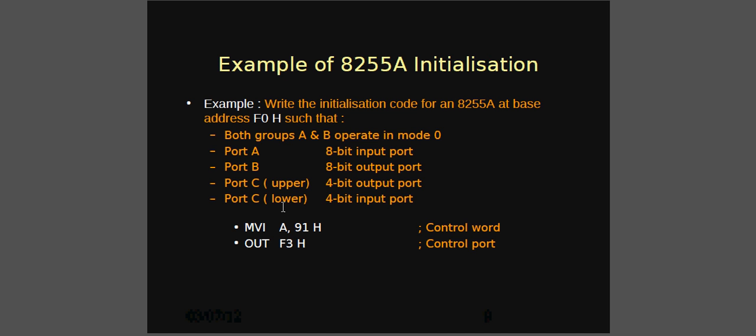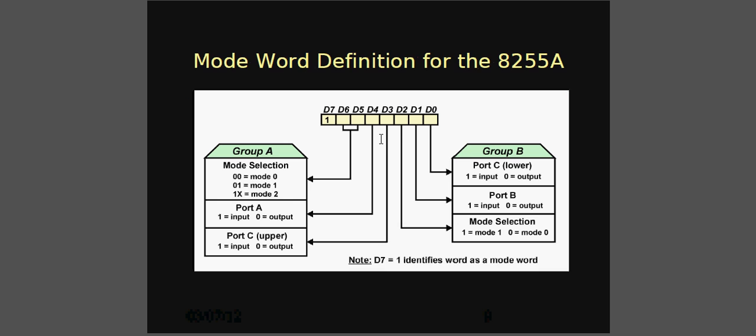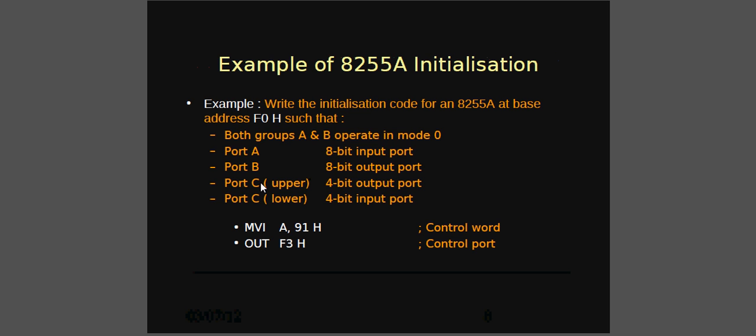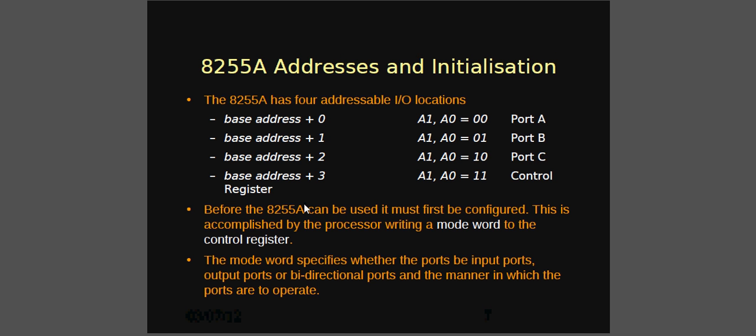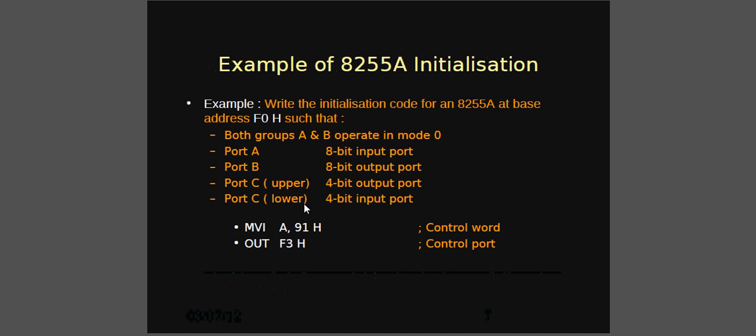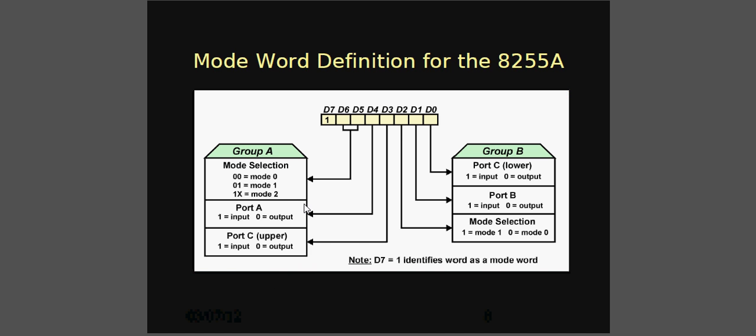For example, we want to achieve the settings here. The first one is both groups A and B operate in mode 0, so D5 and D6 have to be 0, 0. And then port A and port B: port A will become input, port B will become output. We can see here, port A is input, so it should be 1, and port B is output, it should be 0 here.